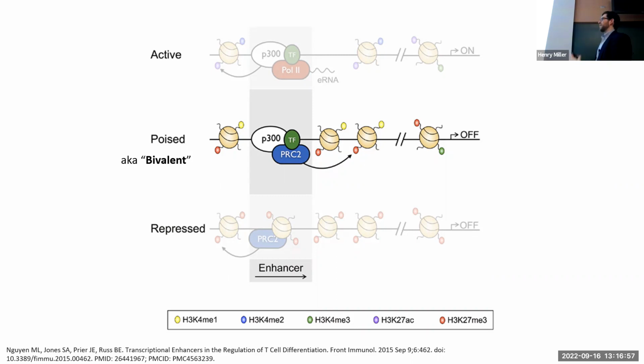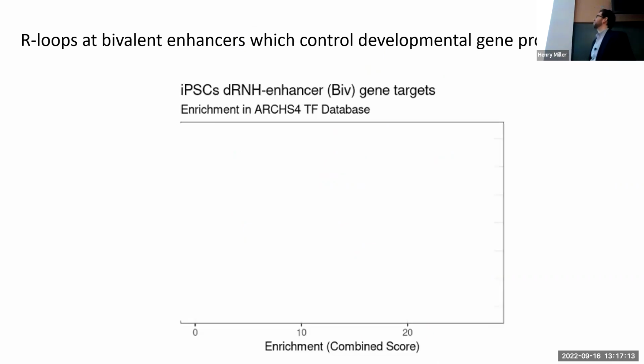And so we often see these in pluripotent stem cells like ESCs and iPSCs because they basically prime developmental programs to be switched on in response to a differentiation signal. So you can probably tell what I'm alluding to.